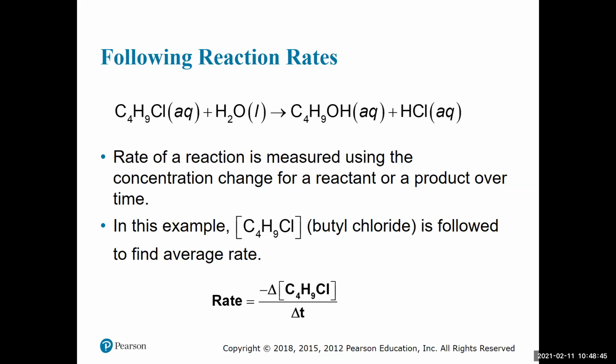And I want to point out a couple things. One is we see there's a negative sign in front of the delta symbol. That's because butyl chloride is one of the reactants. So as time goes on, that concentration is going to go down. So whenever you try to find a rate for a reaction, the reactants have a negative in front of that delta, and the products, in this case the butanol and the HCl, would not have a negative, they'd have a positive. So we have a negative in front of that change in concentration of the butyl chloride divided by a change in time.